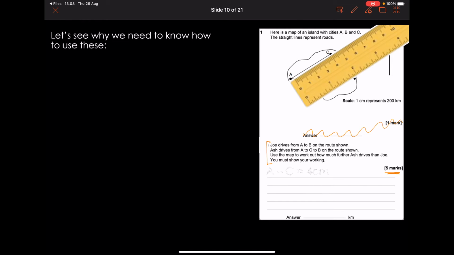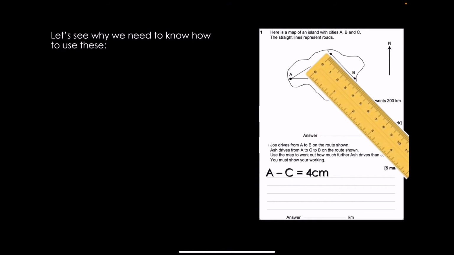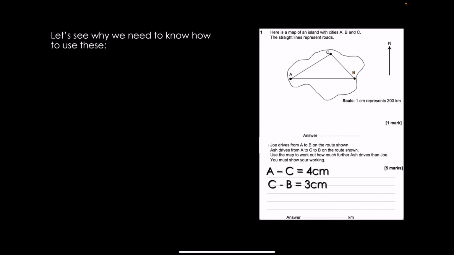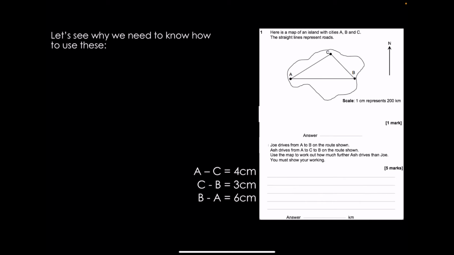So I'm going to measure A to C. And A to C measures 4 centimetres. And then I'm going to measure C to B, and that measures 3 centimetres. And then I'm going to measure A to B that way, and that measures 6 centimetres. Okay. So now I know what they all are in centimetres, and I've got them written down here.